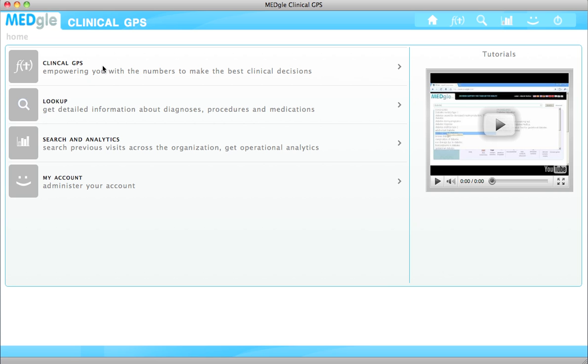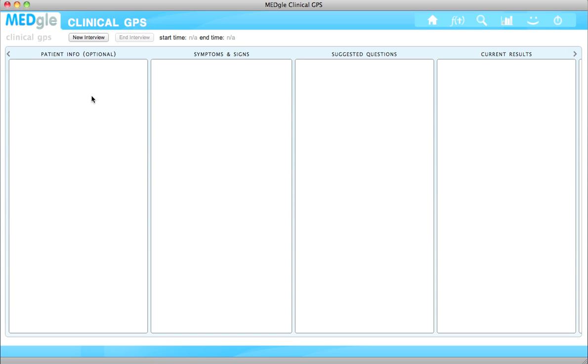So let's jump into clinical GPS. We have four major columns initially. First is the patient information, which is entirely optional and used to connect with an EHR or a practice management system. Second, we have signs and symptoms, which is our initial set of inputs. Third is our suggested set of questions, which are presented to the user after analysis of the inputted information. Fourth is our current results. So let's kick off our new interview.